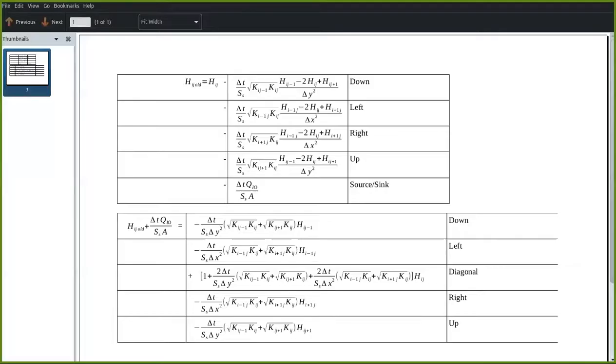So here's our equations again. Now, to do the boundary conditions, we have to work with this form of the equation in order to sort out our boundary conditions, and then we have to recalculate this form. So that's, I think, what we'll do.